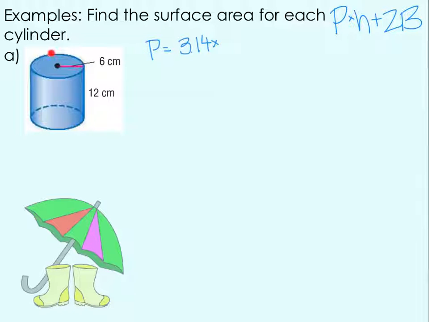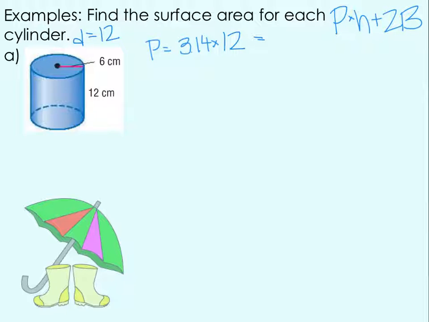So we need to look at our circle here. Is this the radius or is this the diameter that's given? If you need to, look back in your notes, but this is the radius. So to find the diameter, we have to multiply that by 2. So 6 times 2 is 12. So we're going to be using 3.14 times 12 to find our perimeter.